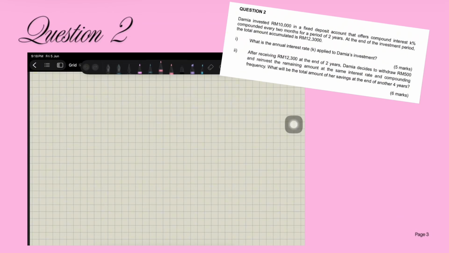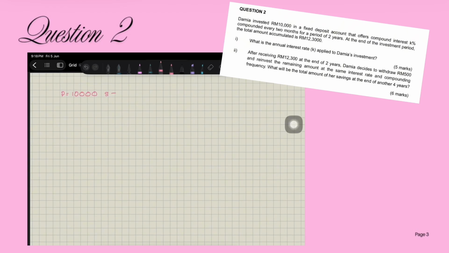We are given an initial principal amount P of 10,000 ringgit, which grows to a future value of 12,300 ringgit over a period t of 2 years. The interest is compounded bi-monthly, meaning 6 times a year, so n is 6. Our first goal is to find the nominal annual interest rate, which is r.